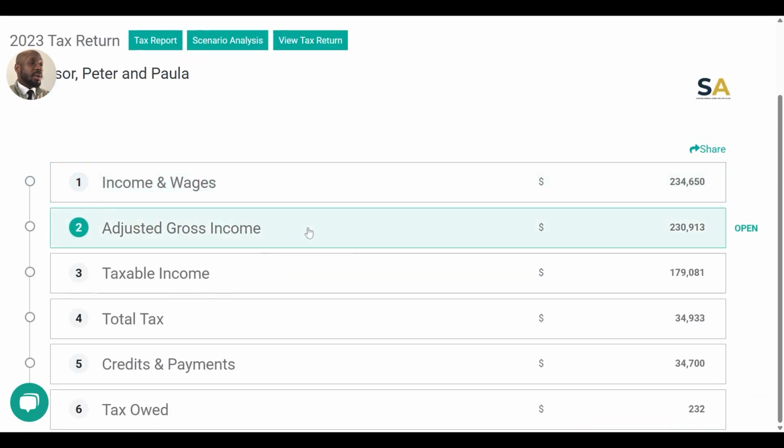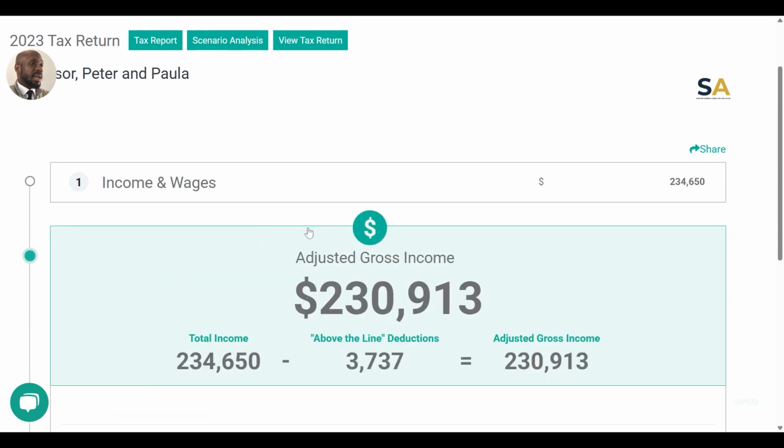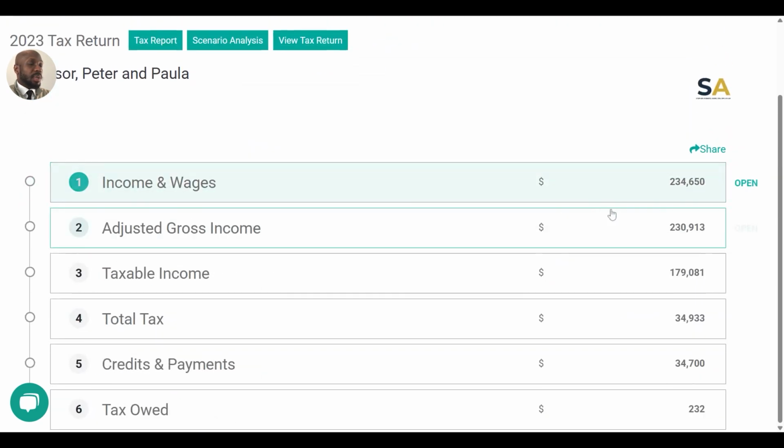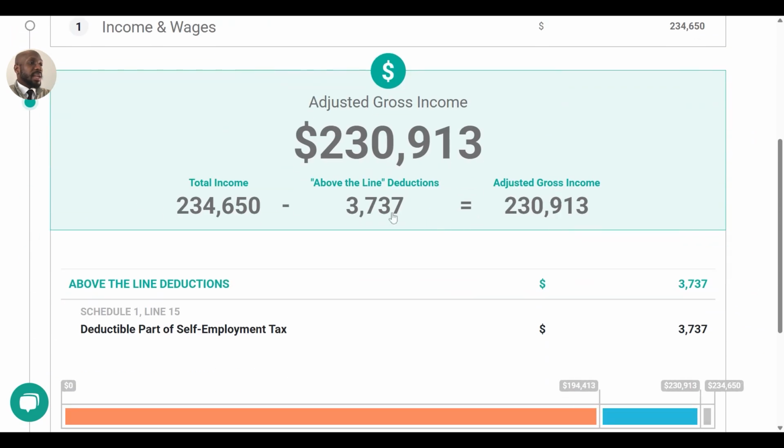So now let's move down to step 2, which is to start checking for any deductions. Remember, they started with about $234,000 in total income. That's what we just went through. So now, to get to the adjusted gross income, we're going to take out some deductions. Those deductions that you take out before AGI, your adjusted gross income, are called above the line deductions, right? Above the line deductions, in their case, is just about 37.